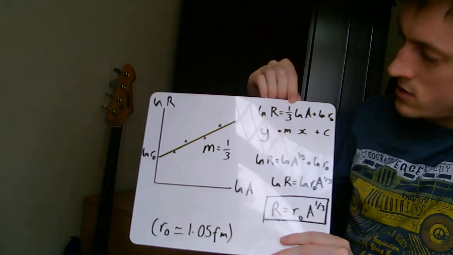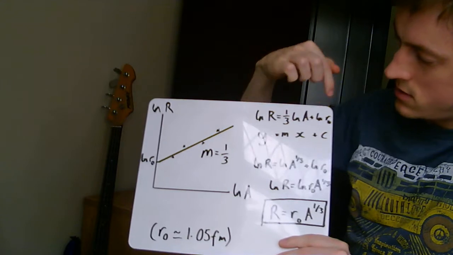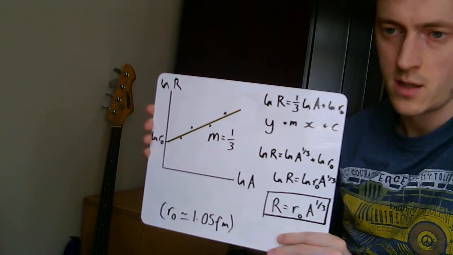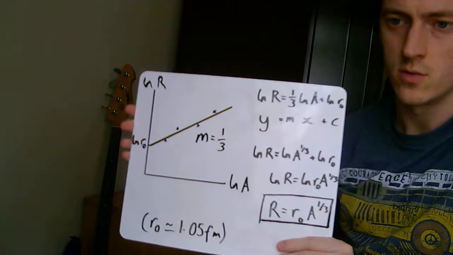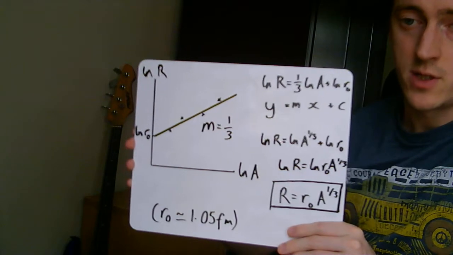So ln r has got to be equal to a third ln a plus the intercept, which in this case is ln r naught. So we get that top equation there. ln r is a third ln a plus ln r naught. There it is. So then we can do a bit of manipulation.